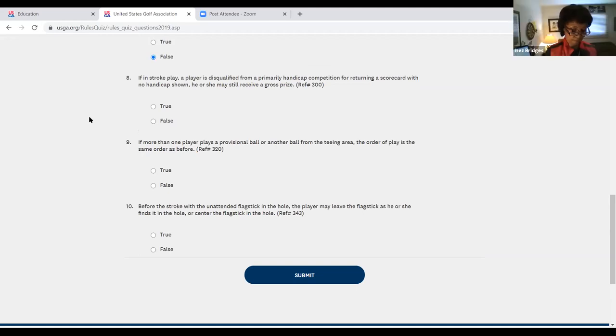Yes. In stroke play, a player is disqualified from a primarily handicapped competition for returning a scorecard with no handicap shown. He or she may still receive a gross prize. True or false? True. Yeah, mostly trues.